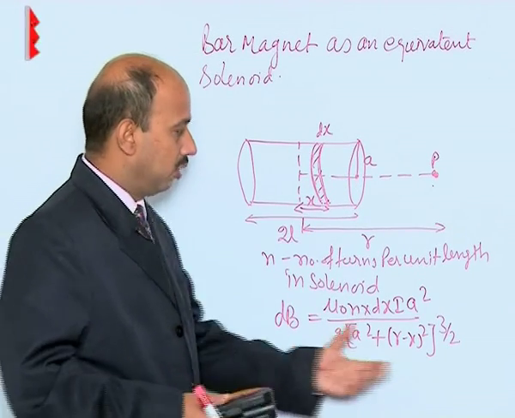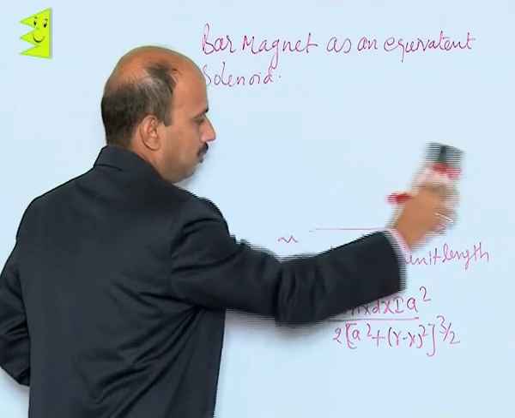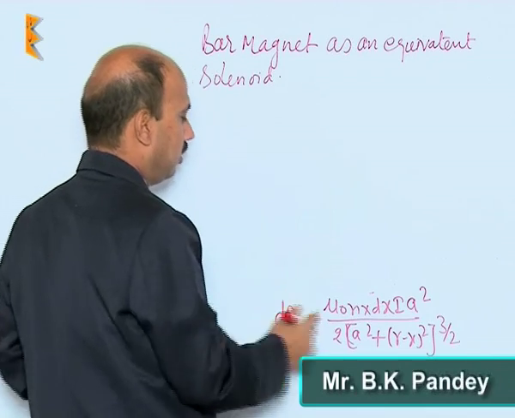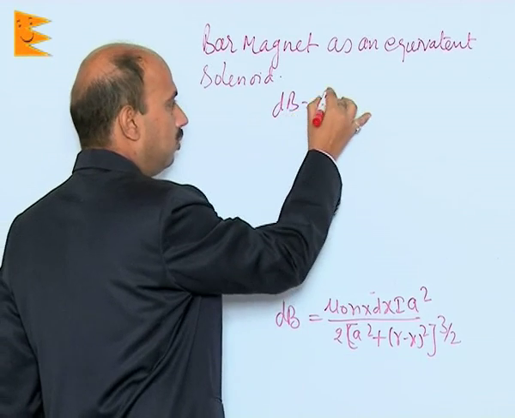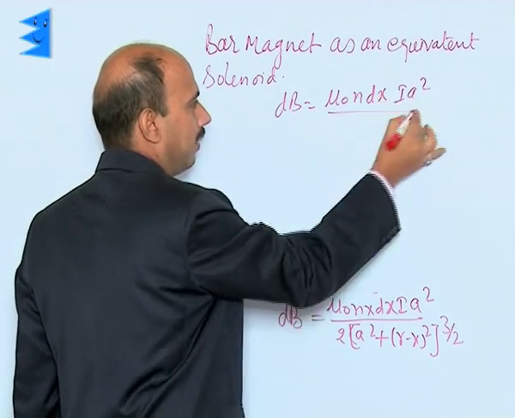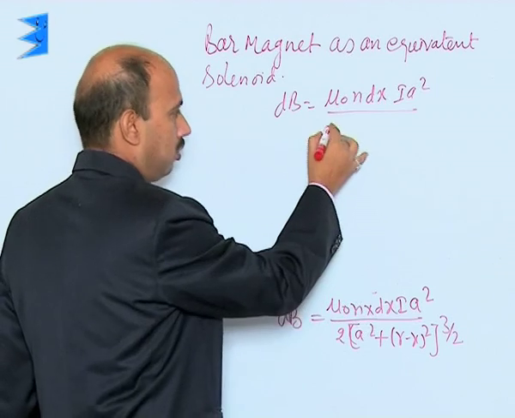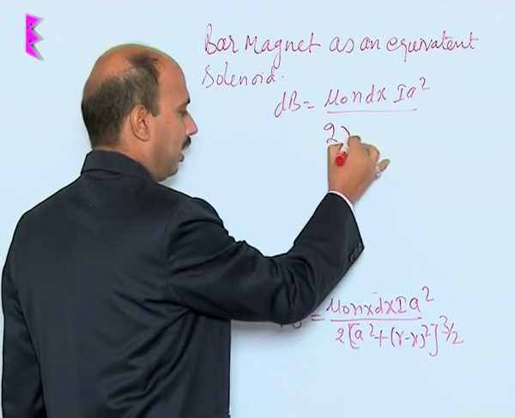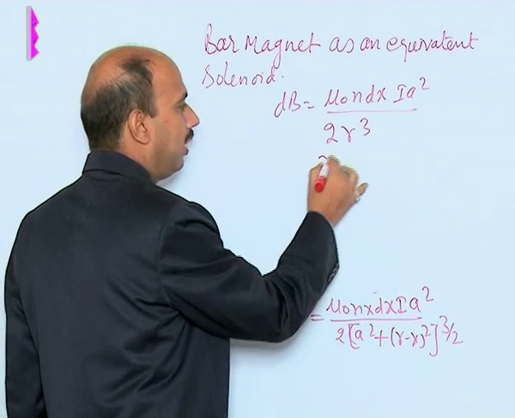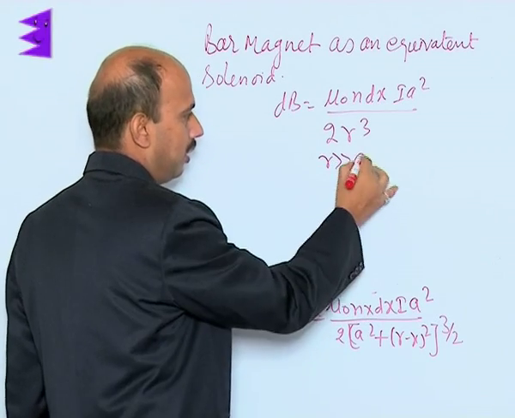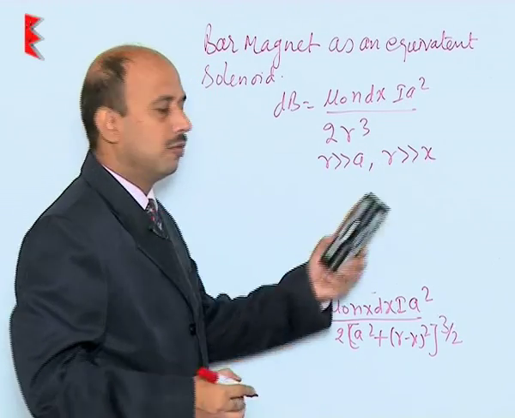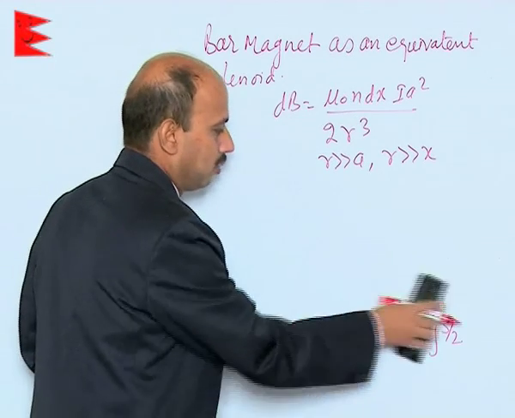So, now we can solve this. I am removing the diagram, and then we can take this equation again. So, here dB is equal to mu naught n dx I A square divided by twice of r cube, where we have assumed that r is much greater than A, and also r is much greater than x. Everything else we have removed here.